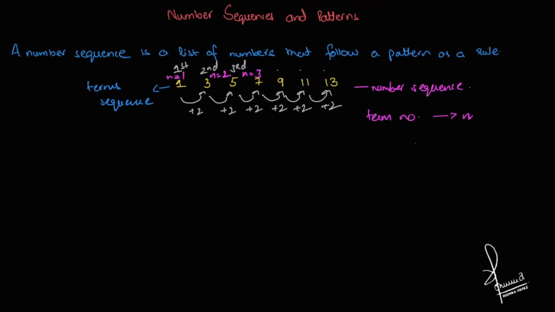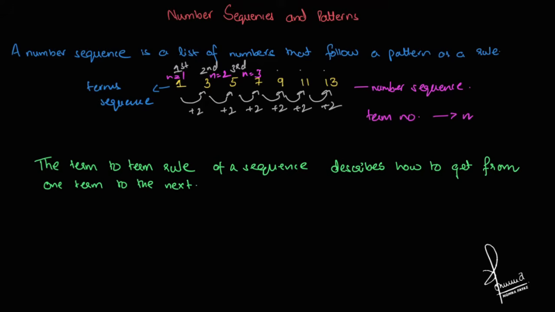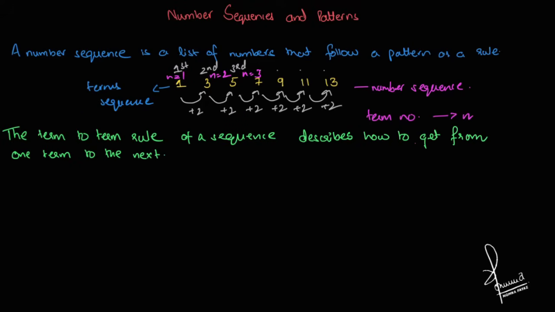Now, like we said, a sequence is basically a list of numbers that follow a pattern or a rule. इसमें हमारा rule क्या है? We're adding plus 2 to every next term. So the term to term rule in this case is basically adding plus 2. Term to term rule होता क्या है? Term to term rule is basically the rule of a sequence that describes how to get from one term to the next term. Like for example, यहाँ पर आप 1 पे हो, term to term rule क्या होगा? Add 2. So to get from your first term, which is 1, to the next term 3, you have to add 2, and so on. So the term to term rule in this example is plus 2 or add 2.